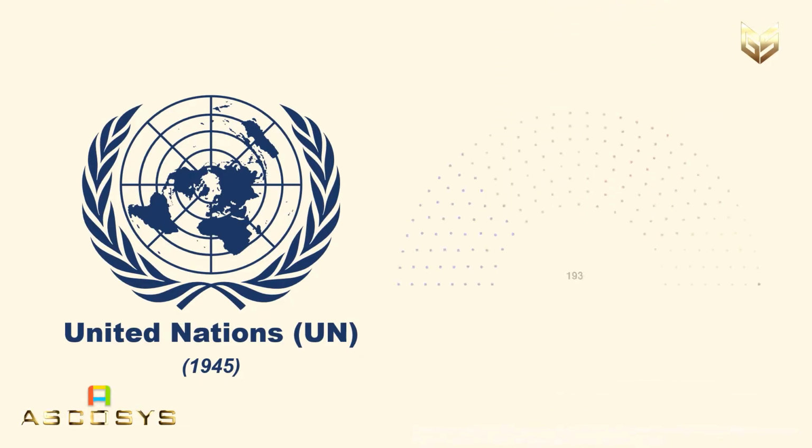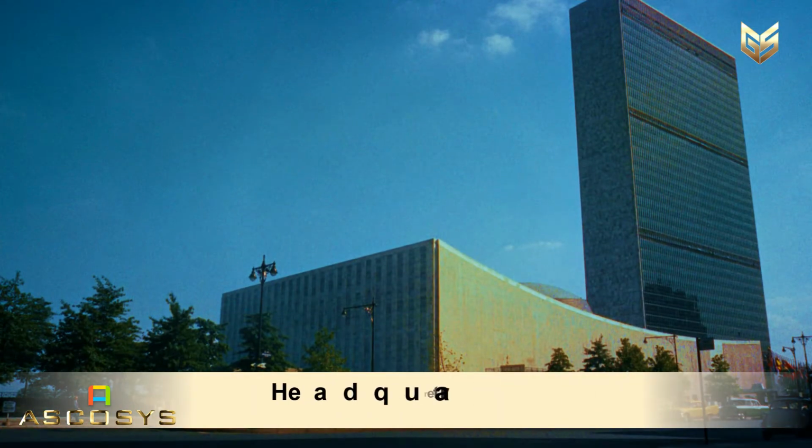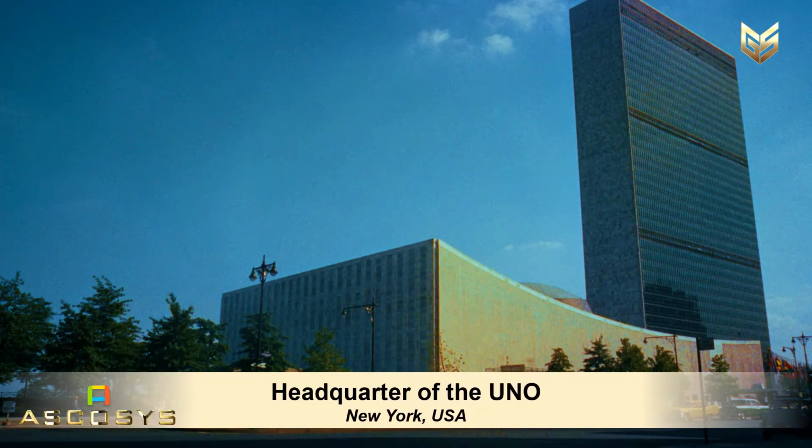There are 193 member states. How many? 193 member states form the United Nations, and each member state has one seat in the General Assembly. The headquarters of UNO is located in New York in the USA.